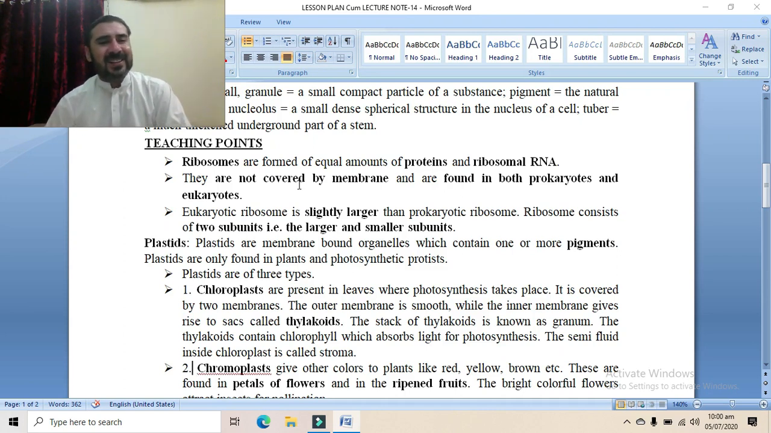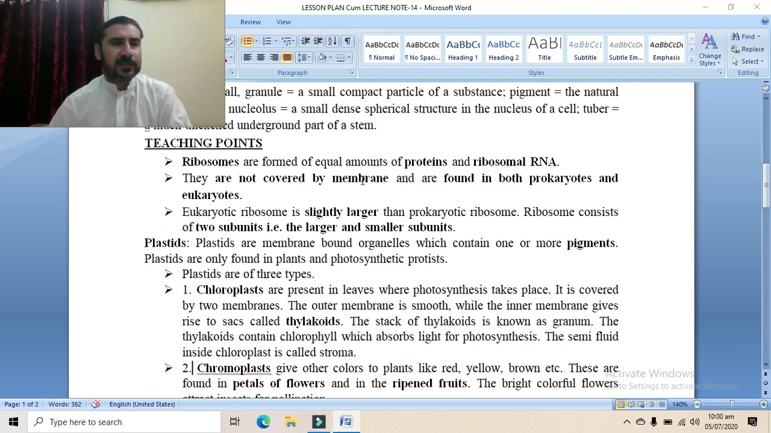Now another interesting point is that ribosomes are not covered by any membrane. That's why they are called membraneless organelles. Remember this point for MCQ. The only organelle which is found both in the prokaryotic cell as well as in the eukaryotic cell is the ribosome. And it is a membraneless organelle because it is not covered by any membrane.